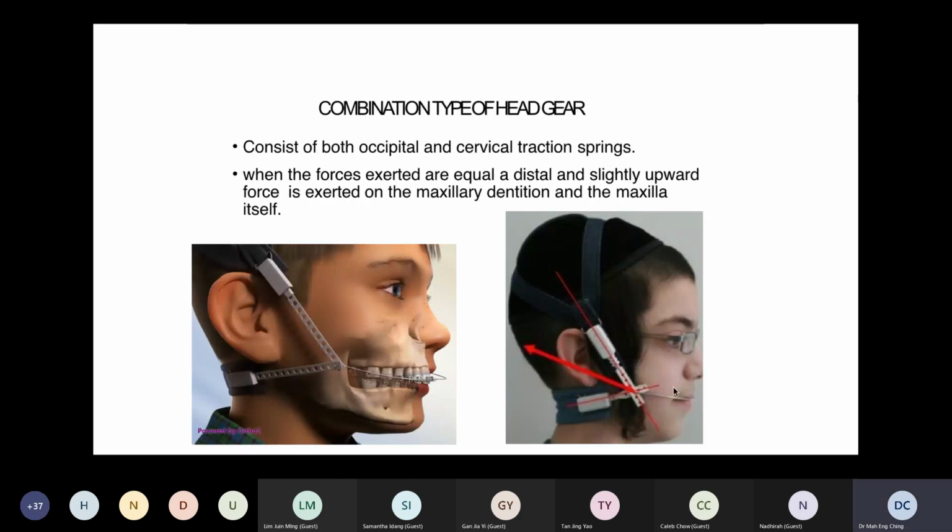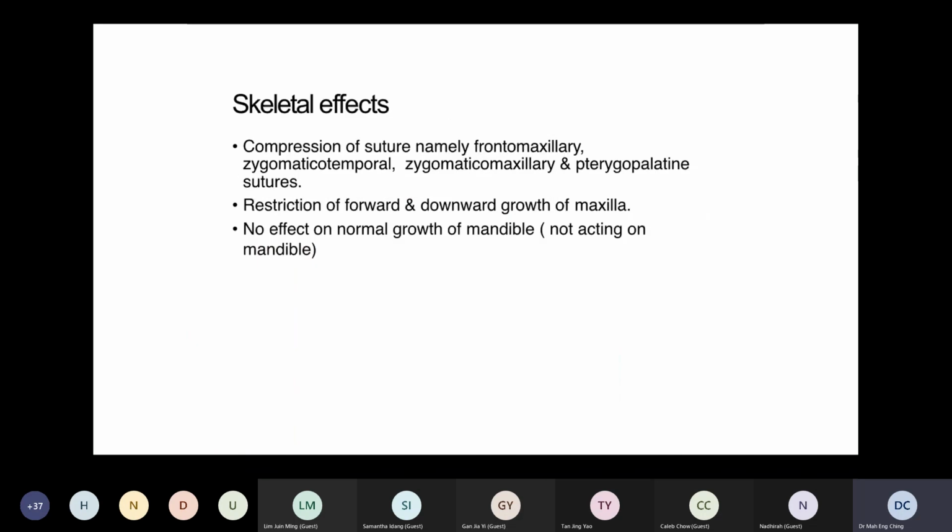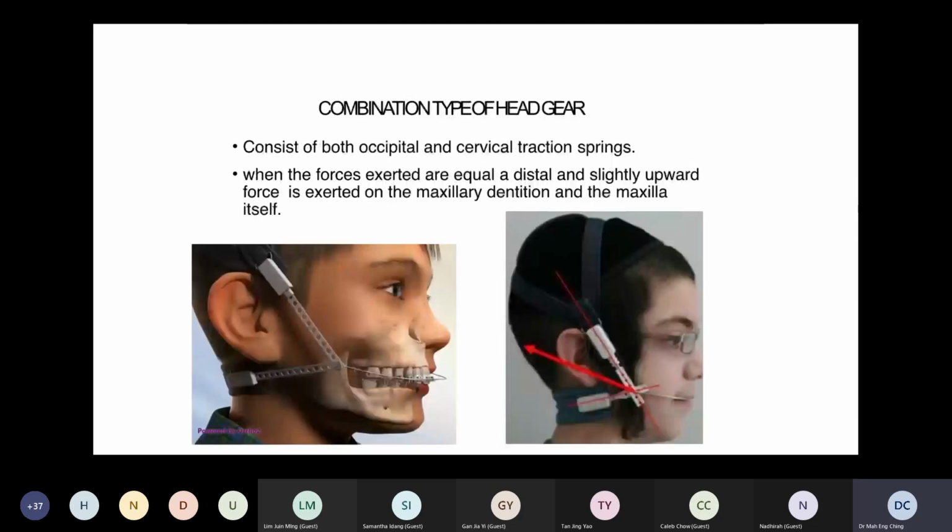There is no effect on the growth of the mandible because there is no force acting on the mandible. You see this headgear has nothing attached to the mandible, so we are not affecting the mandibular growth.